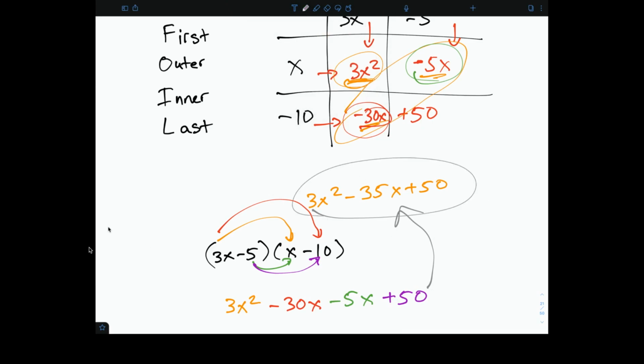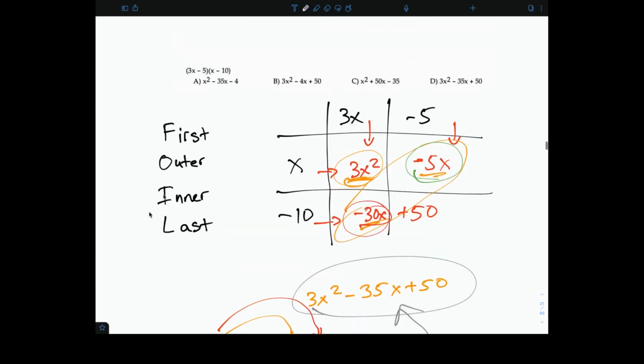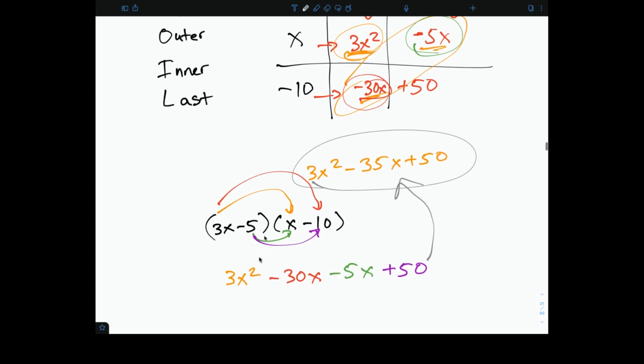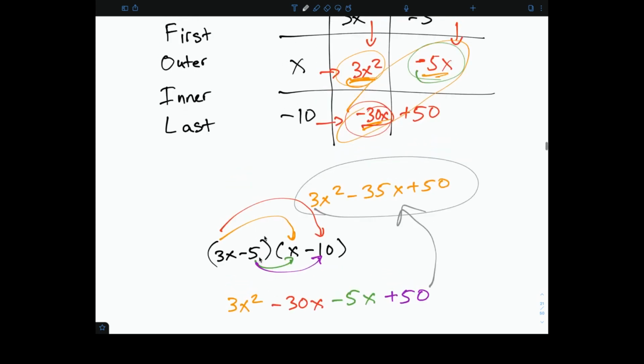Okay, I'm actually personally a fan of not even thinking about this as FOILing. I just like to think of it as you got to multiply everything by everything. So notice I drew two arrows on top to say 3x is being multiplied by the two other terms in the other binomial, which is x and negative 10. And then negative 5 is multiplied by the two other terms, which is x and negative 10. So everything gets multiplied by everything, and as long as you do that and combine like terms, you'll be fine.